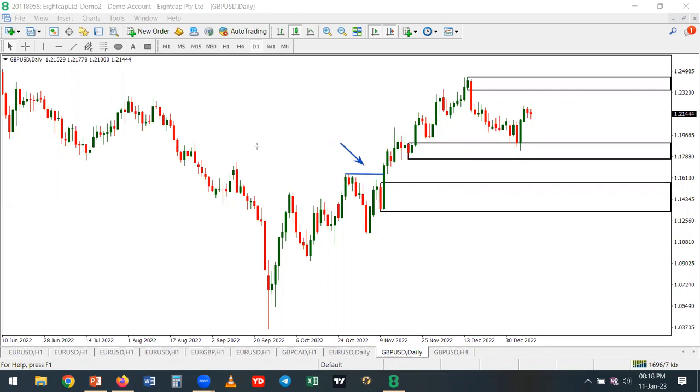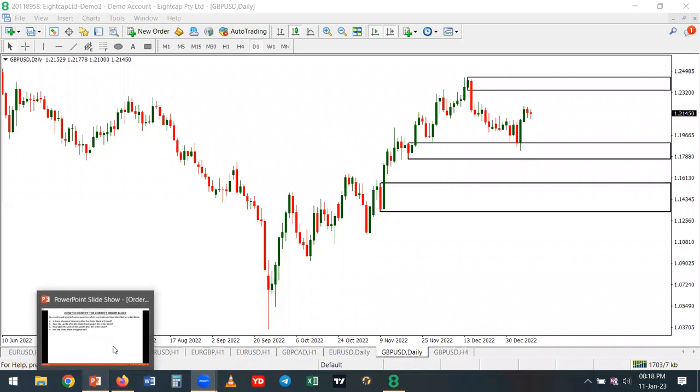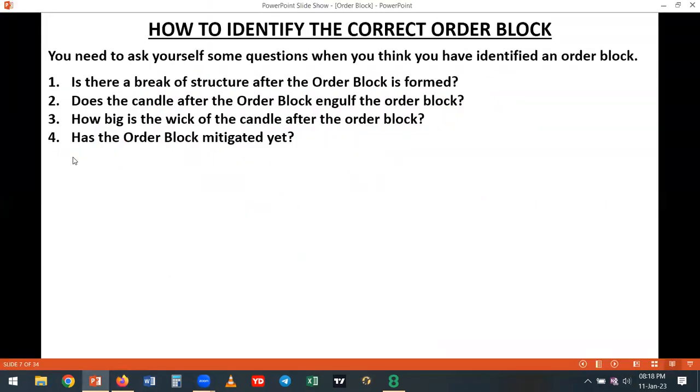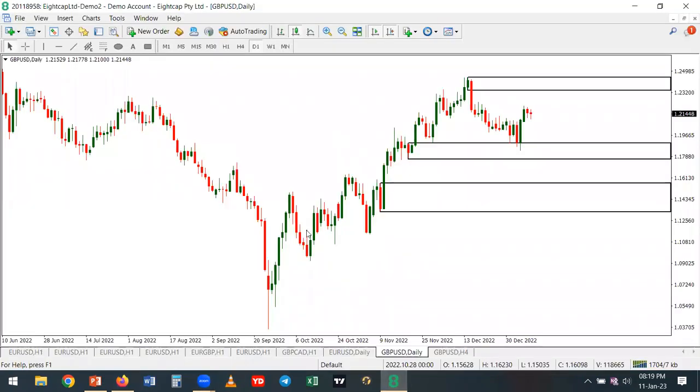Secondly, the candle that follows the order block, is it an engulfing candle? Let's see. Of course, this is an engulfing candle. This engulfs this bearish candle. So it is an engulfing candle. Let's go ahead. The next question: how big is the wick of the candle after the order block? All right, the candlestick here does not have a wick. So that question does not apply because it doesn't have a wick. You are still going to look for a chart of one that has a wick.